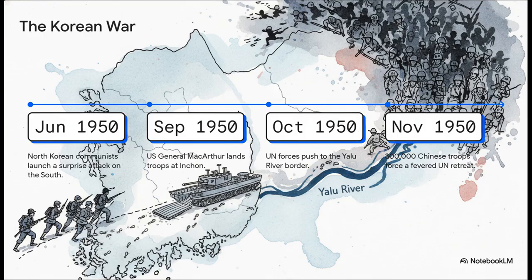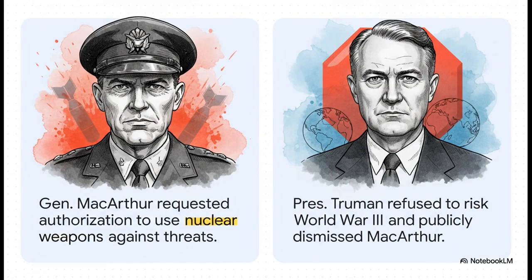But then, 300,000 Chinese troops flood in, forcing the UN forces into this desperate, fevered retreat. As the war grinds into a horrific stalemate, you get this monumental clash of egos at the very top. General MacArthur is furious, and he actually requests authorization to use nuclear weapons against North Korea and China. Think about that. But President Truman, he is absolutely terrified of sparking World War III and a global nuclear holocaust, so he says no. When MacArthur publicly trashes the president's decision, Truman fires the legendary general right then and there for insubordination in April 1951.